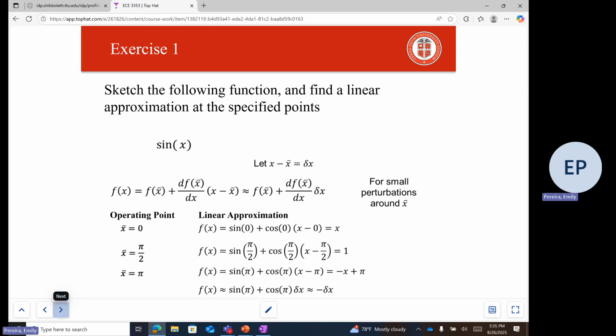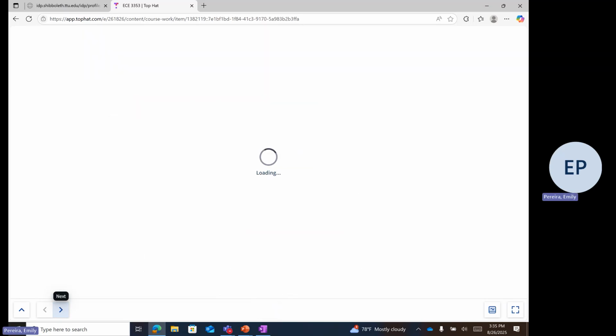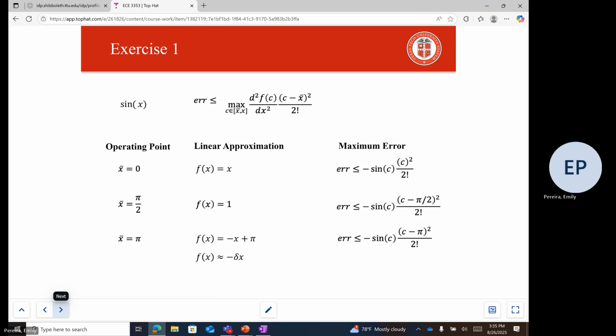Okay, so this is just what we discussed. And again, you can compute the error. We won't be so concerned with this because we'll assume that we're working in this small region, but you can see now that we have these different functions when we are approximating at these different operating points.